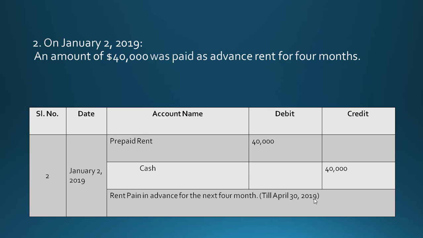For adjusting entries, I will make another video. So let's forget about this. For the time being, just concentrate on what the transaction is and what we will record. So it will be prepaid rent debit and cash credit. So let's see the next transaction.